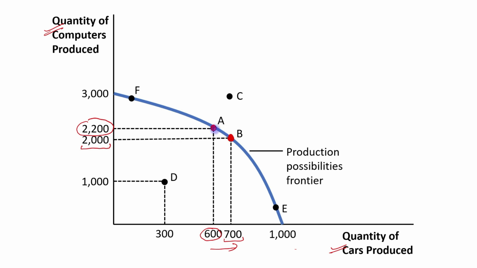ओके तो बेसिकली इसमें ये बताया कि अगर हम कंप्यूटर इंडस्ट्री से कुछ रिसोर्सेज कुछ फैक्टर्स ऑफ प्रोडक्शन निकाल के अगर हम कार इंडस्ट्री में लगाते हैं, सो वी विल शिफ्ट फ्रॉम पॉइंट ए टू पॉइंट बी वेयर वी कैन प्रोड्यूस मोर कार्स एंड ऑब्वियसली लेस कंप्यूटर्स.